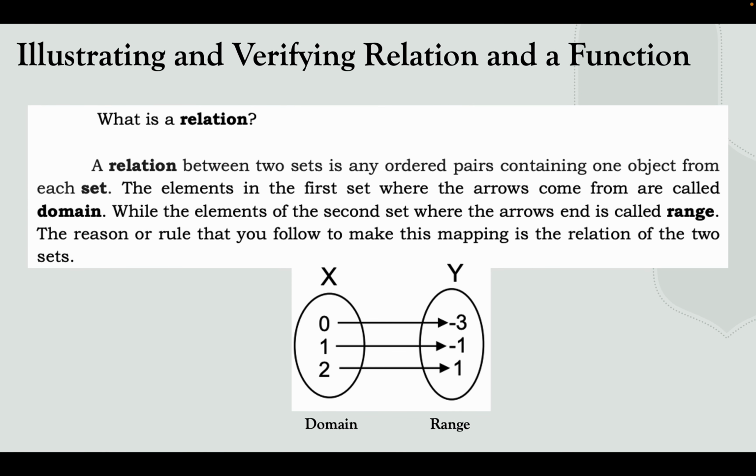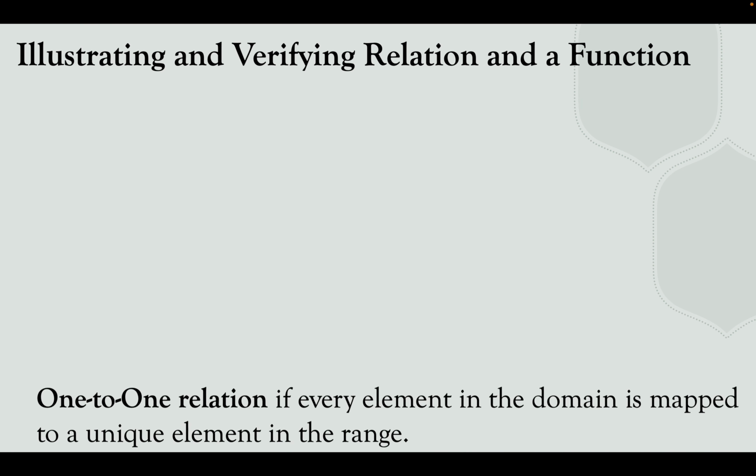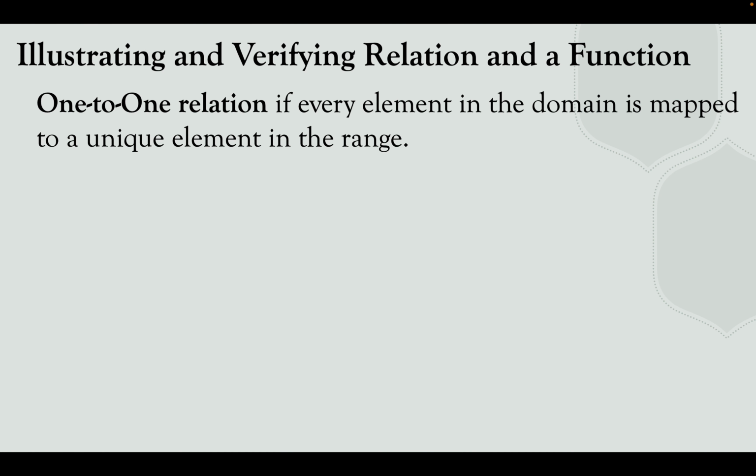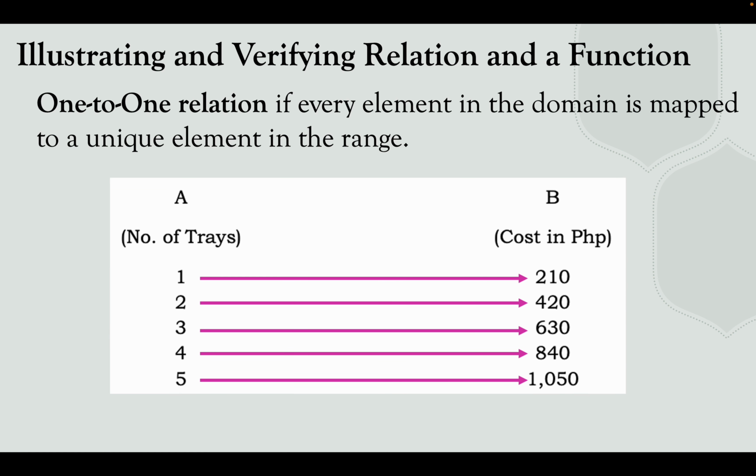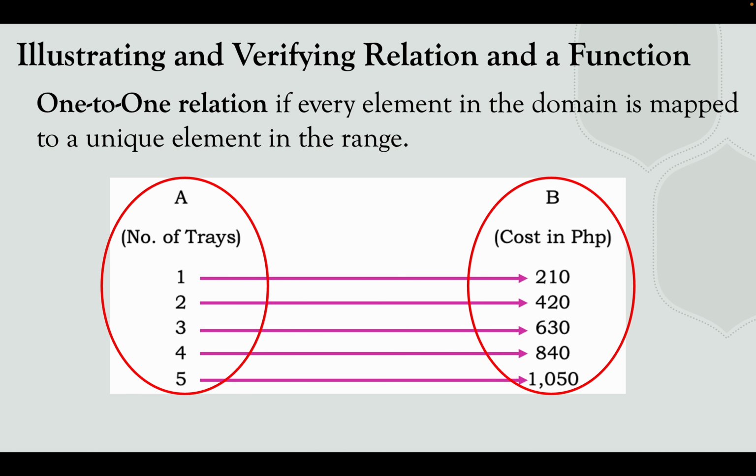In relation, there are different kinds of relation, and one of them is the one-to-one relation. If every element of the domain is mapped to a unique element in the range, that means in a one-to-one relation, there must be one element in set A that you will pair to only one element in set B. We have an example here: the number of trays and the cost of each tray.